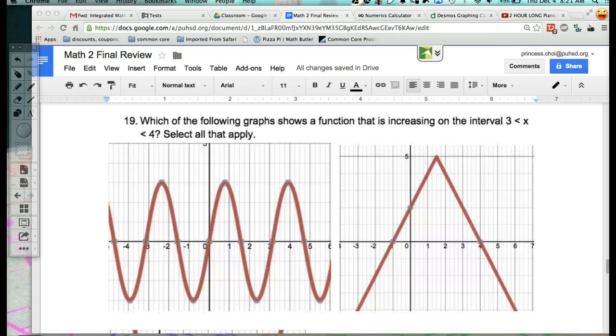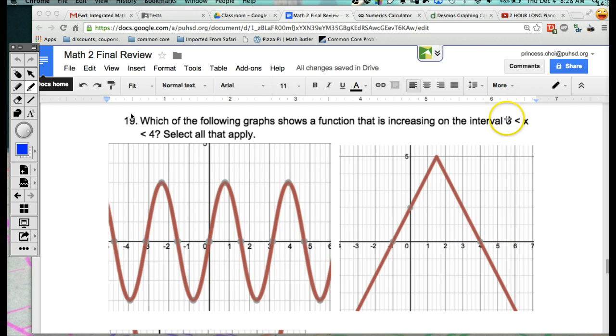Okay, so here's question number 19. I would like you to go ahead and copy this question first. Ready? Go. That was important. Okay, guys, let's take a look. Question number 19. This is a very important question. This is what you actually learned in Math 1. I remember because this was one of those questions in my Math 1 class last year.